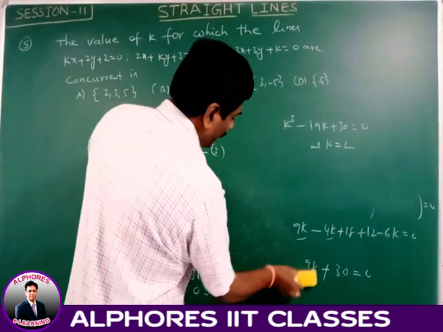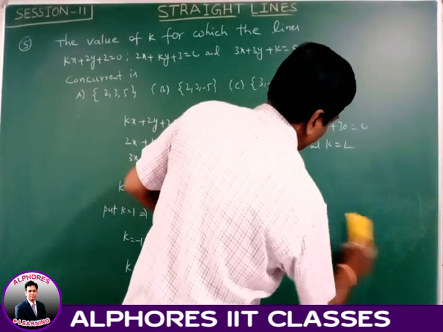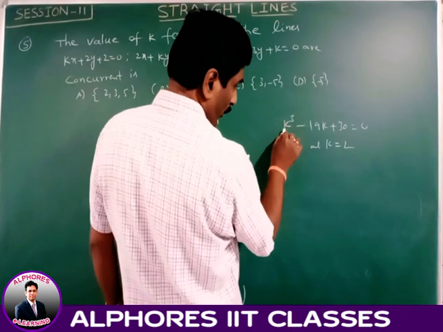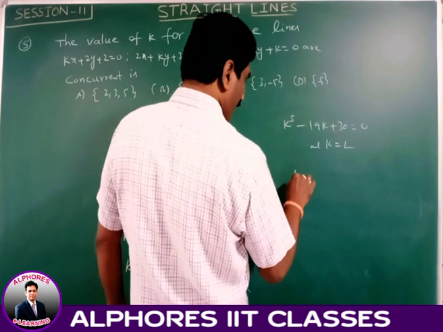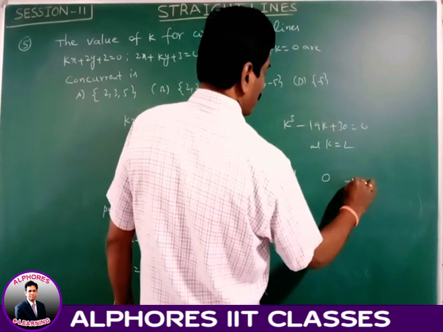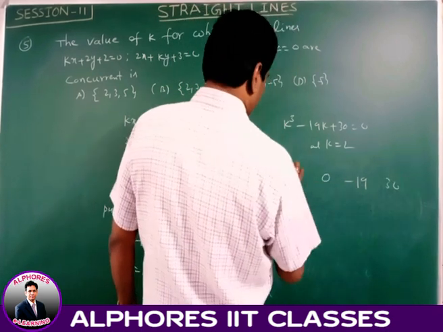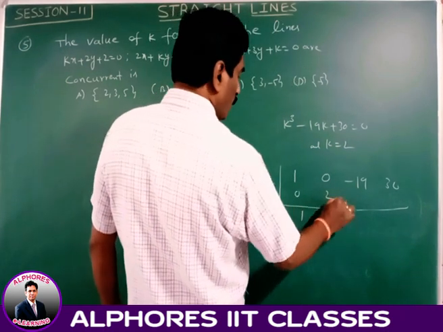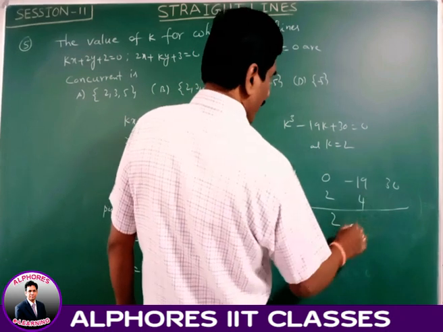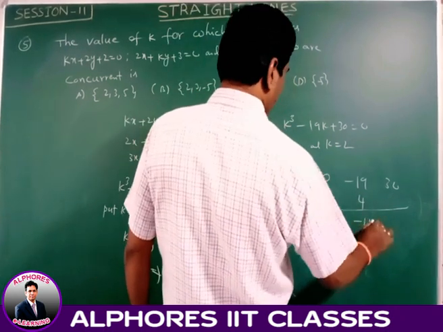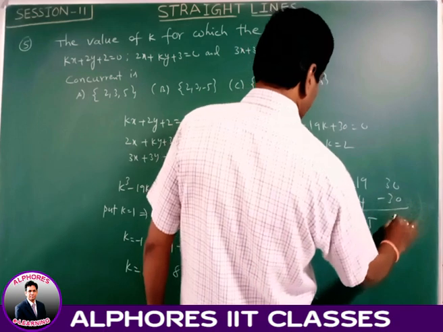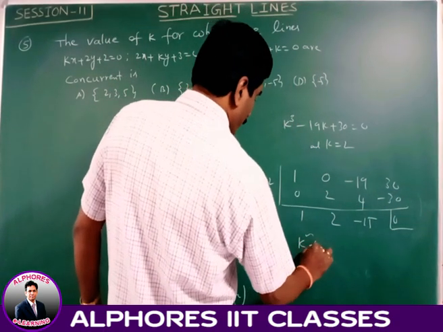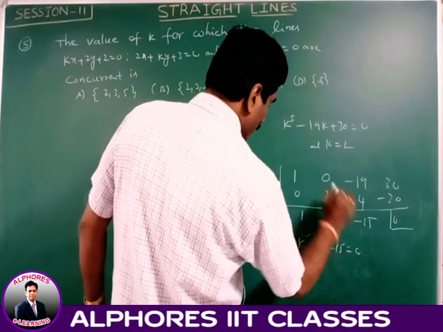By using synthetic division, we find the remaining roots. Here, what are the coefficients? The coefficient of k cube is 1, k square coefficient is 0, next minus 19, and 30. Taking k is equal to 2: 1, 2, next 2, 4, next minus 15, minus 15 into 2 means minus 30, and the remainder is 0. The quotient is k square plus 2k minus 15 is equal to 0.